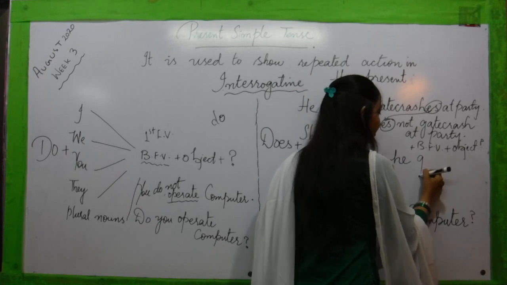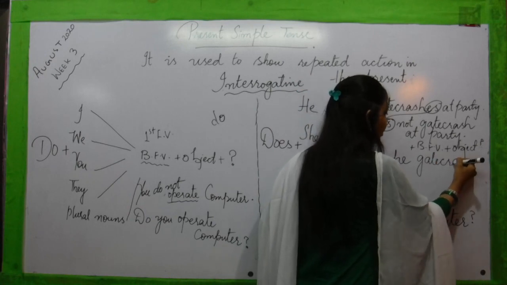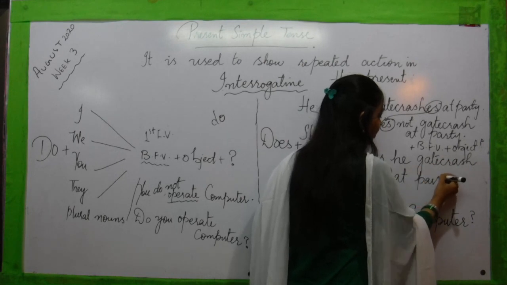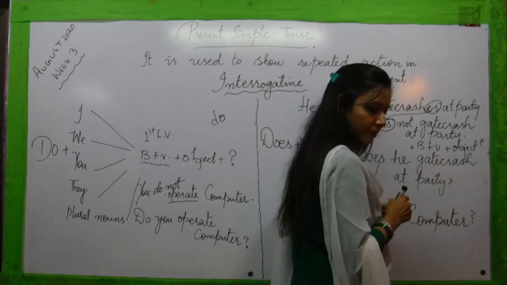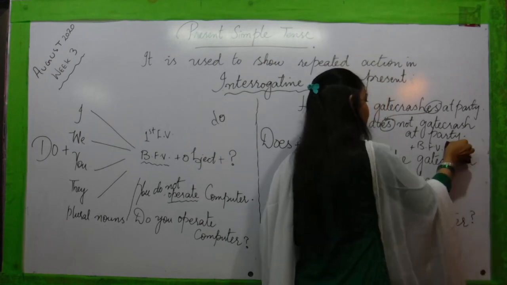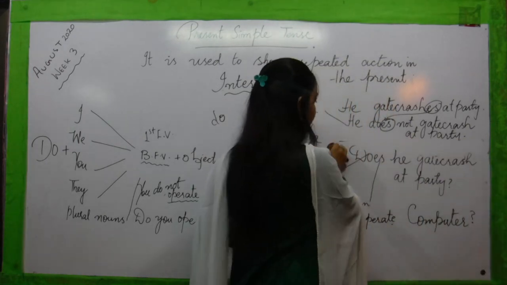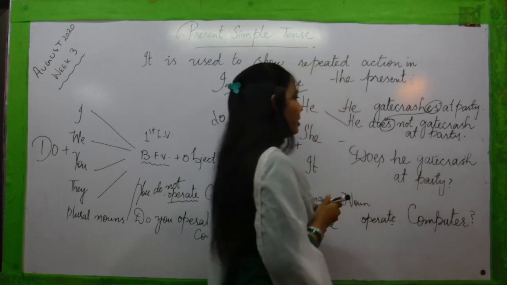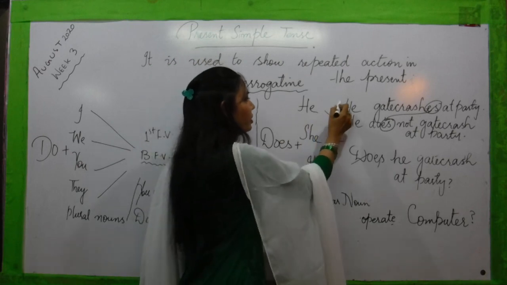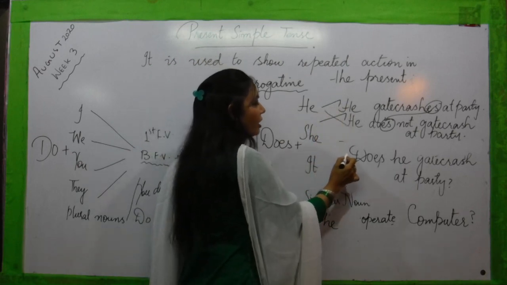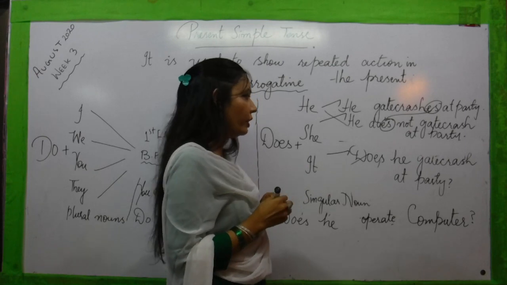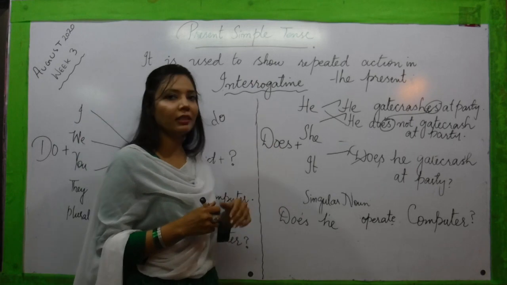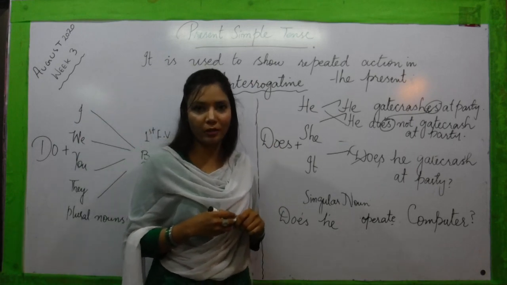Does he gate crash at party? Does he gate crash at party? So this is going to be the affirmative, this is going to be the negative, and this is going to be the interrogative sentence. I hope the concept with do and does is very much loud and clear to you all.